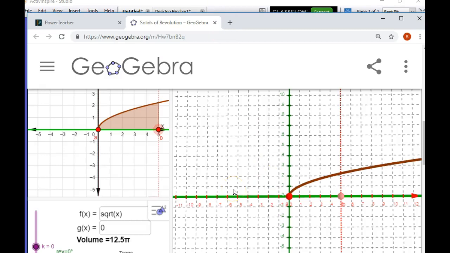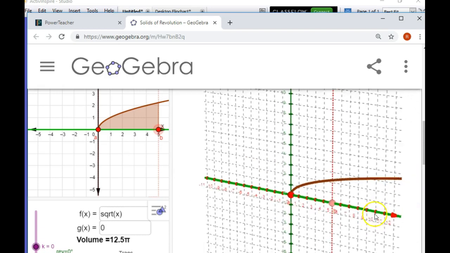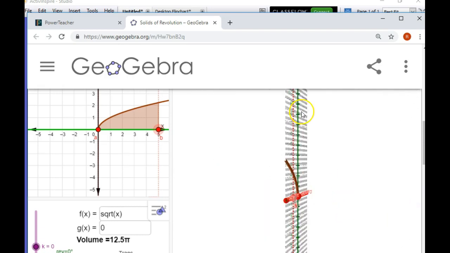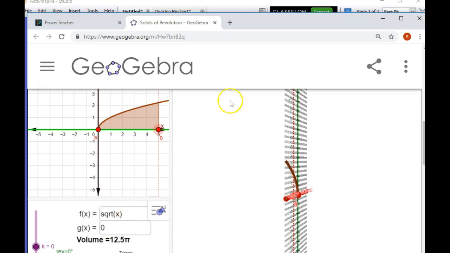Yesterday we looked at this, okay? And what we did here was I took this graph and we went ahead and we rotated it, right? Let me see if I can get out of here a little bit.